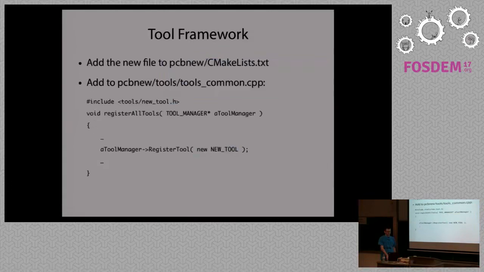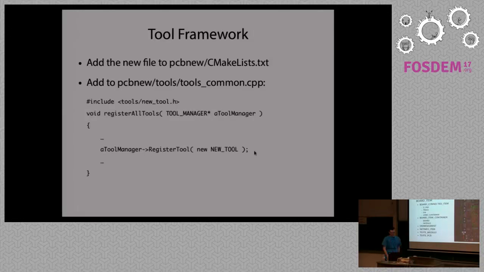Apart from creating a new tool, I mean coding it, you need to add it to the project. And KiCad uses CMake, so for that you need to modify CMakeLists. You need to just add your file there, and you also need to notify PCB-new that there is a new tool that you can use. And for that, in this particular file, you just add a new header with your tool, and this function, and really that's it. It's in total 3 lines for registering a new tool.